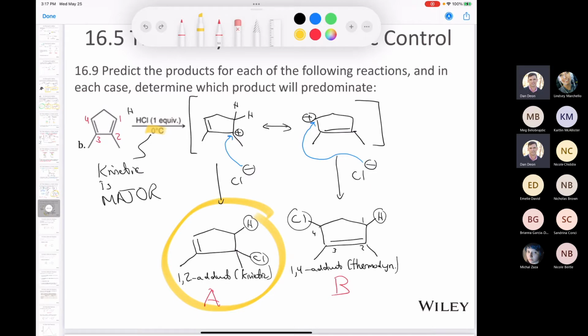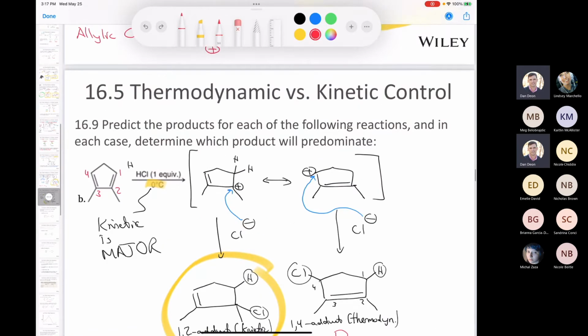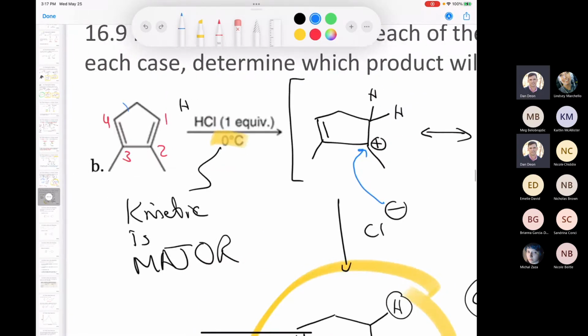Okay, yeah. So if it's 3 and 4, just reverse them, right? I could have drawn the exact same mechanism on this side of the molecule, right? It would have been identical, and that would have been on carbons 4 and 3. So if I did that, I would just change them. I just would have changed them to 1, 2, 3, 4.